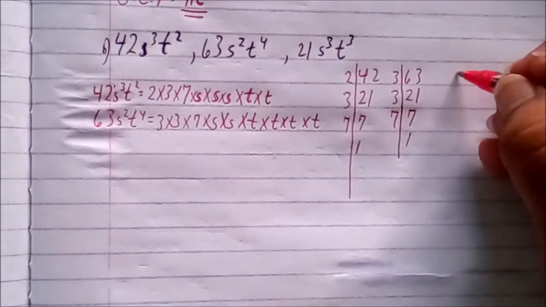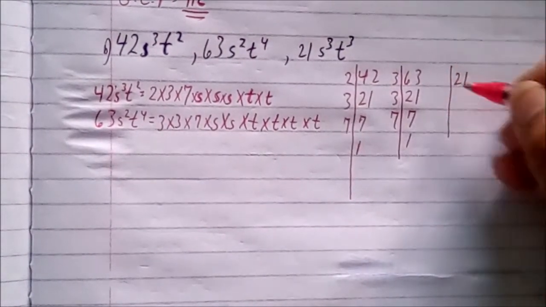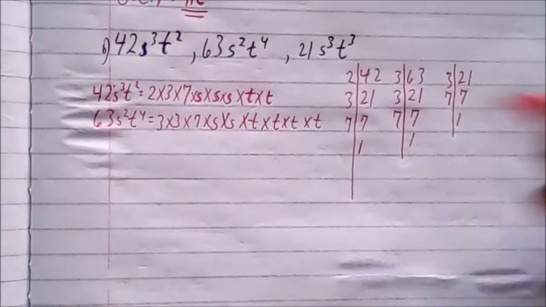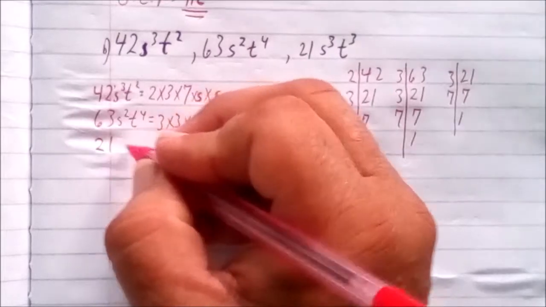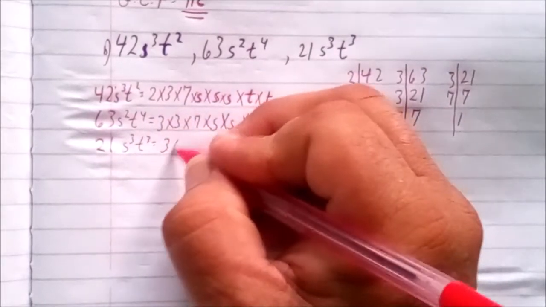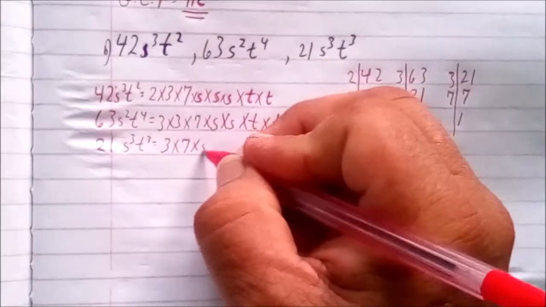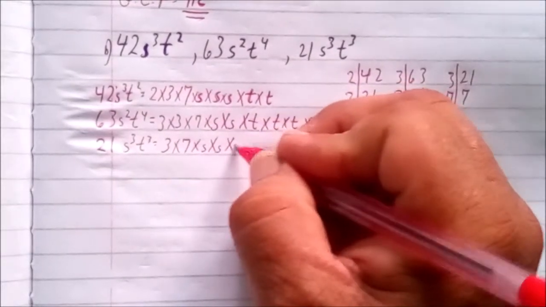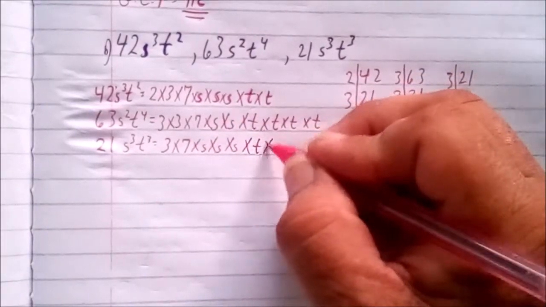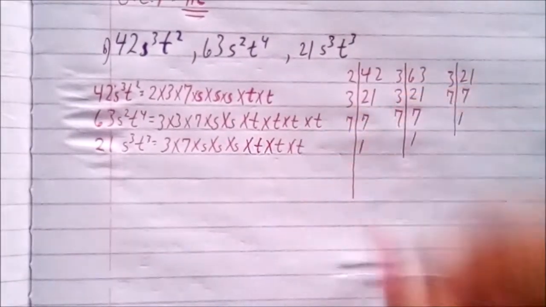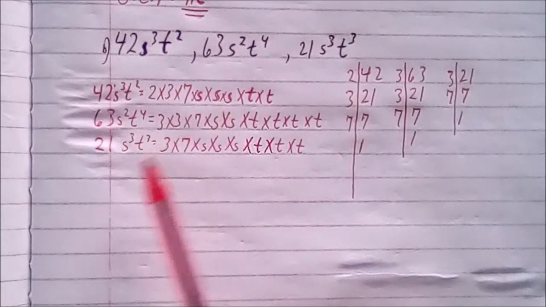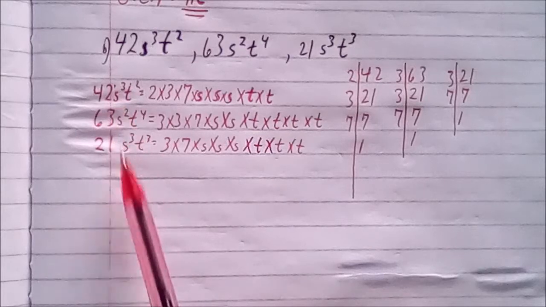So now we go to 21. 2 cannot go into 21, so you try 3, yes. 7 here, 1. So therefore 21 s to the third t to the third is actually 3 times 7 times s times s times s. How many t's? 3. So you put t times t times t. Okay, so we have gotten the prime factorization along with the variables for these terms here.